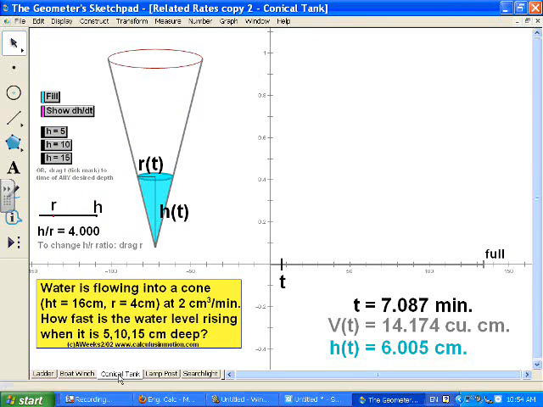Okay, so this time we've got water flowing into a cone. The top of the cone is going to be 16 centimeters, and when you're at the top of the cone, the radius is going to be 4. The water's coming in at 2 cubic centimeters per minute. How fast is the water level rising when it's at 5, 10, 15 centimeters deep? It's going to slow down as it fills.